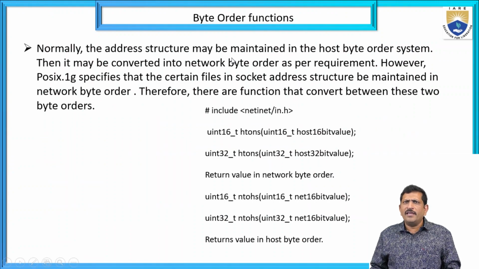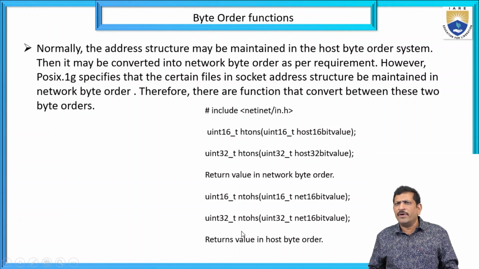Here, normally the address structure may be maintained in the host byte order. Then it may be converted into the network byte order as per the end user requirements. However, POSIX, the portable operating system interface, specifies that certain fields in a socket address structure be maintained in the network byte order. Therefore, there are functions that convert between these two byte orders.